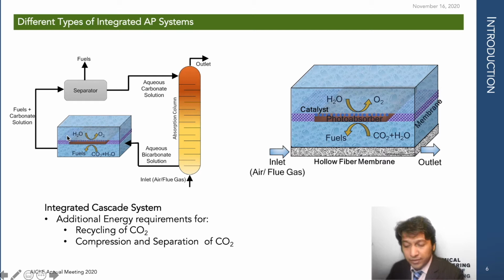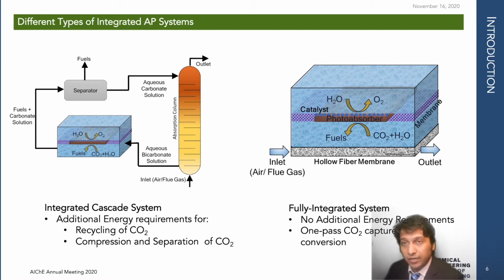So there is an additional energy that is required for recycling the CO2, and compression to pump the CO2 to and from the CO2 reduction unit, and to and from the capture unit. Those are additional energy requirements. Whereas the other type of system is the fully integrated system, where there are no additional energy requirements as imposed in the integrated cascade system, and what we see is one pass CO2 capture and conversion.